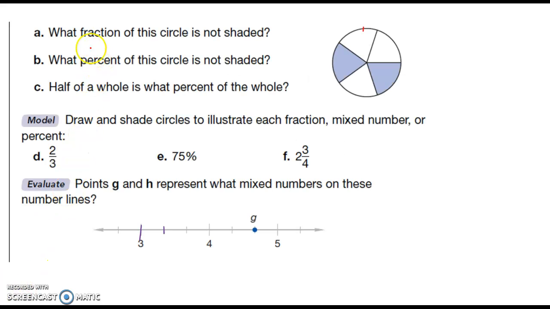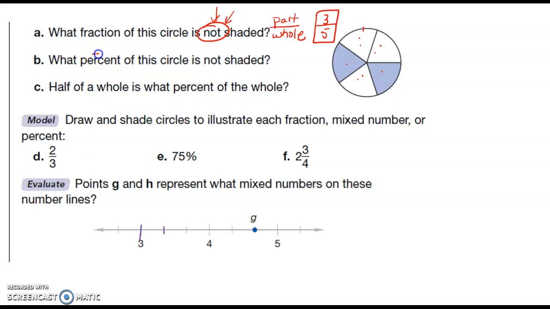There we go. Having a little trouble there. This says, what fraction of this circle is not shaded? So what we do is we have the part over the whole. So how many total parts do we have? 1, 2, 3, 4, 5. So that's going to be in the whole. And how many are not shaded? 1, 2, 3. So this is going to be my answer to number 1. Or I'm sorry, to A.